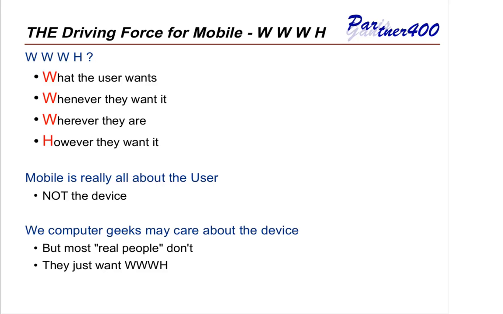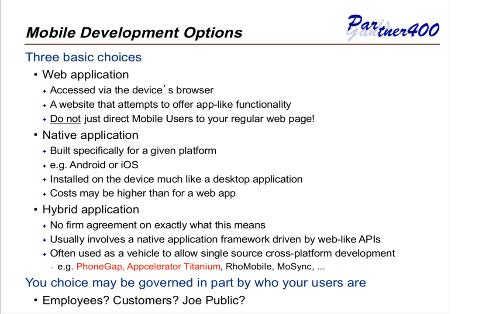We're computer geeks. We care about the device. But real people don't for the most part. And you can see that in the way that many people switch phones every 6 to 12 months, etc. They just want what they want when they want it and how they want it. That's all there is to it. It's up to us to make sure they can get that.